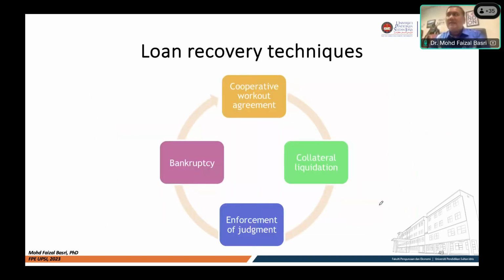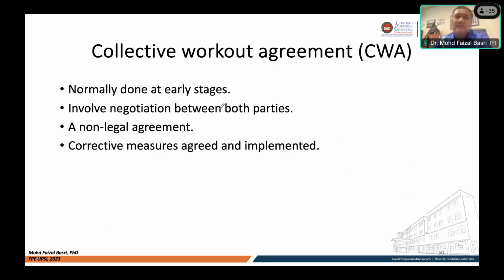So the final step, that is step number 6, if we monitor, we identify the red flags, kita try to pay close attention to the customer, tapi still customer tak mampu bayar balik. So we have few techniques. So number 1 is CWA, Cooperative Workout Agreement. We have collateral liquidation, enforcement of judgment dengan bankruptcy. Okay, so CWA is basically negotiation. Okay, negotiation between both parties.